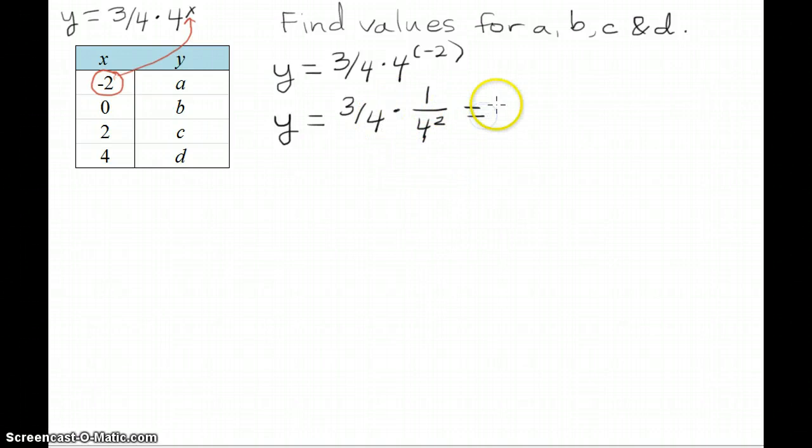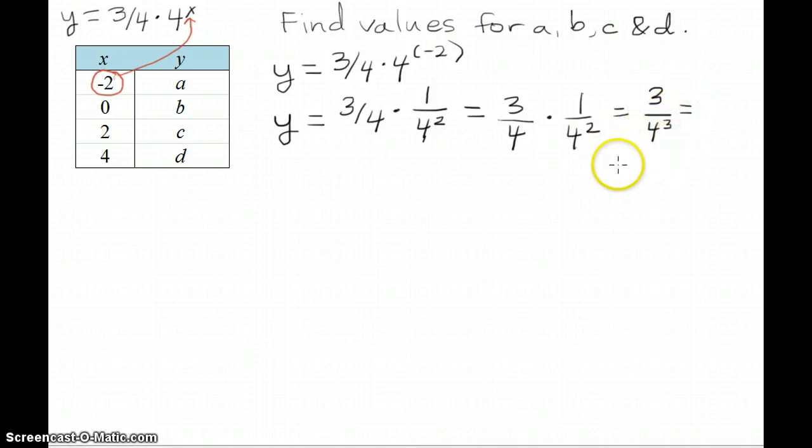Now we can multiply straight across. This is equal to, let's write our fractions on the same levels. And it looks like we're going to get that it is equal to 3 times 1 on the top is 3. And on the bottom we have 4 times 4 squared, which is equal to 4 to the third. 4 to the third power, 4 times 4 times 4 gives us, I believe, 16 times 4 is 64, so this would be 3 over 64. This fraction here, my friends, is our answer for A.